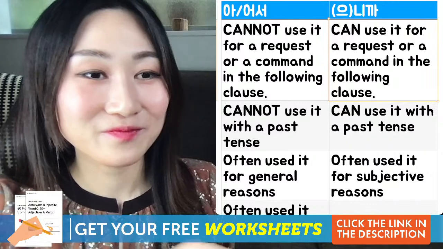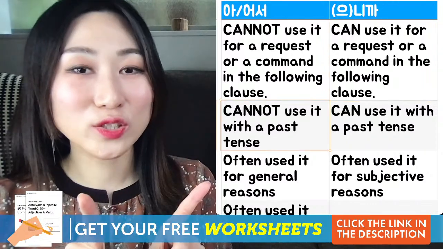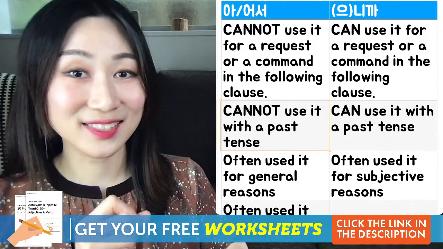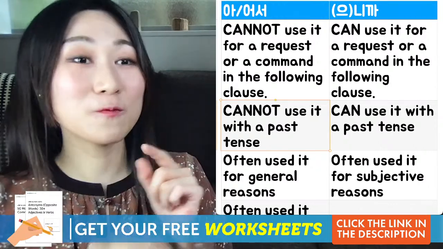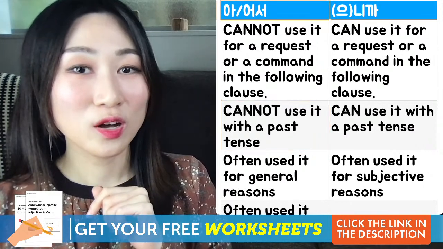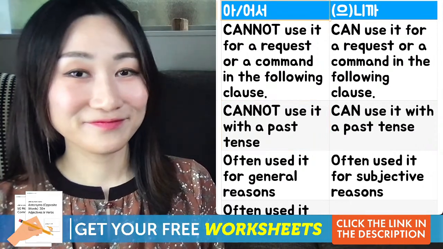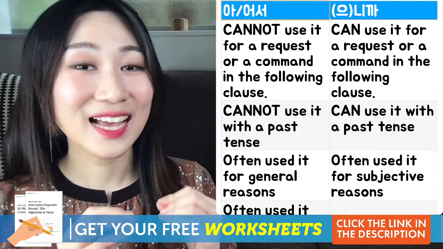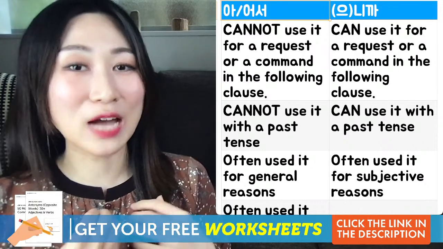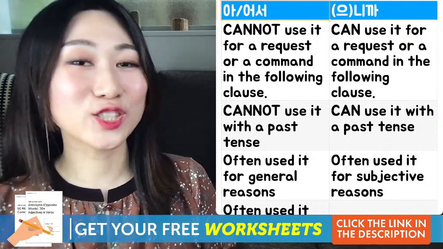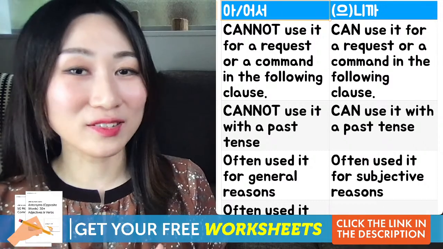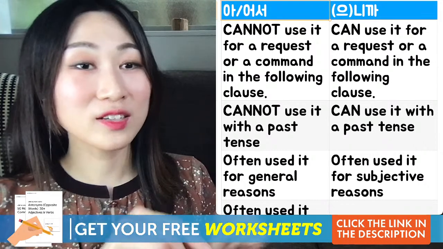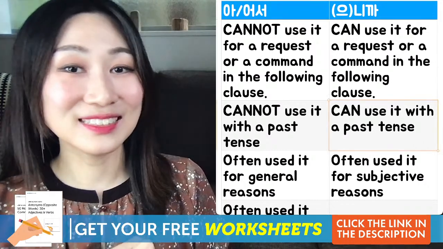Second difference. Before 아서, 어서, you do not use the past tense. For example, the past tense of 가다 is 갔다. I went. 공원에 갔어서, because I went to the park. You never conjugate it this way. Because I went to the park, then you use 으니까.